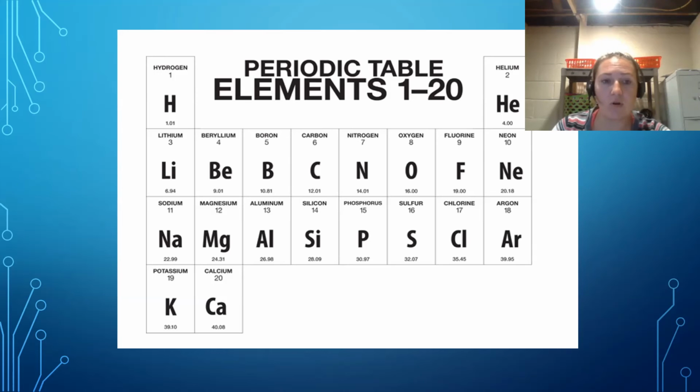But for this lesson, we are going to be looking at the first 20 elements on the periodic table. They're all explained here, and you're like, there's a big letter, there's a word, there's numbers, what does all this mean? Well, let's take a look.